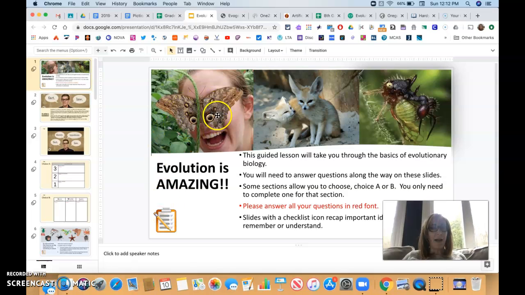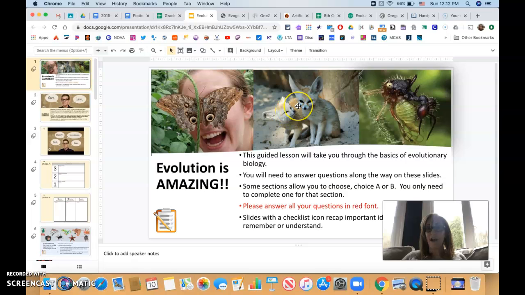Really quickly, one of the things that I like here is this set of images that I pulled up for that first slide, where we have this really cool butterfly that looks like it has eyes on it as a means of keeping away potential predators. So that's a really neat adaptation. I think you guys have learned about adaptations in the past.